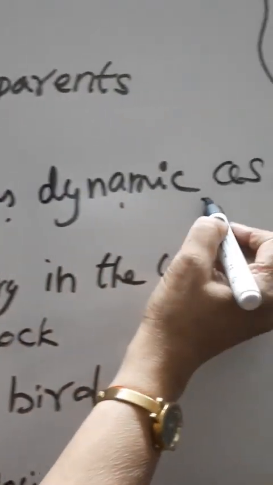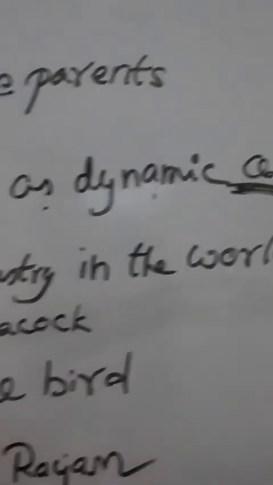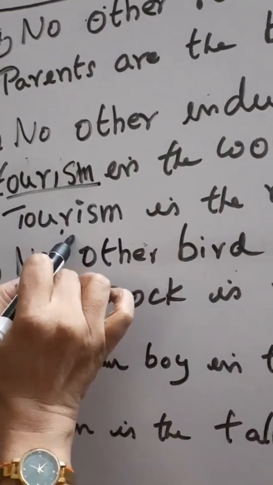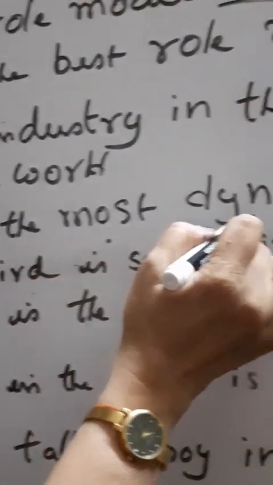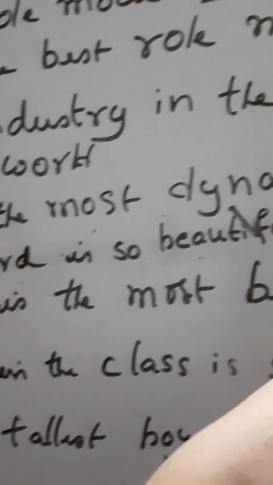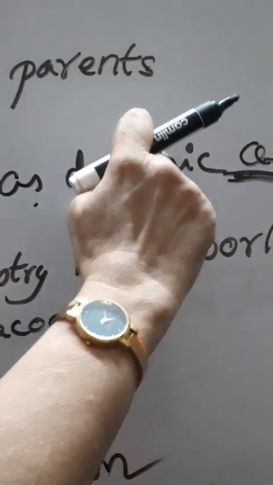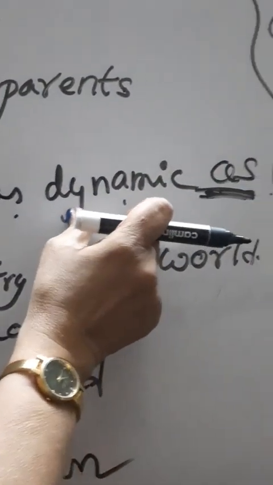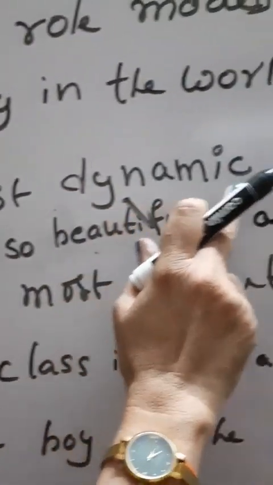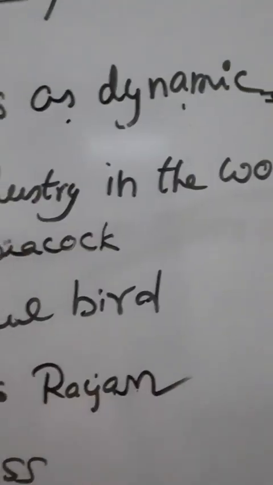As dynamic as, after as we write tourism. So bring it here. Tourism is the most dynamic. Why do we write most dynamic here? Dynamic, more dynamic, most dynamic, a two-syllable word. That is why tourism is the most dynamic industry in the world.